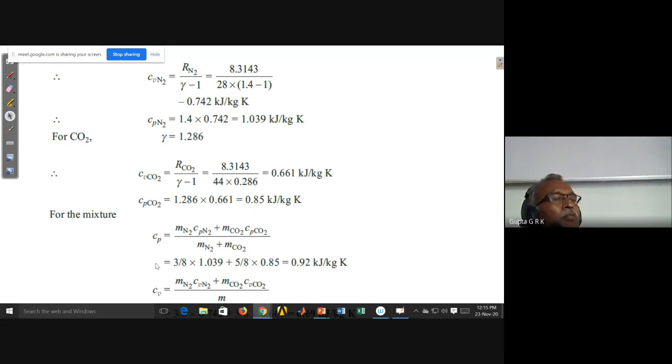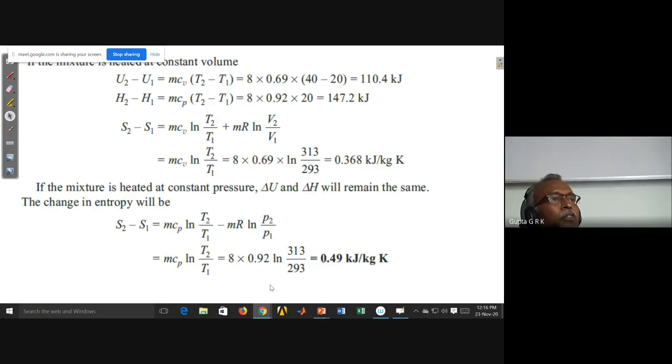So for the mixture, because I got Cp and Cv of each individual component, Cp of the mixture is mN2 into CpN2 plus mCO2 into CpCO2, divided by the total mass. So I can find out the Cp of the mixture, and the Cv of the mixture I can find out in the same way.